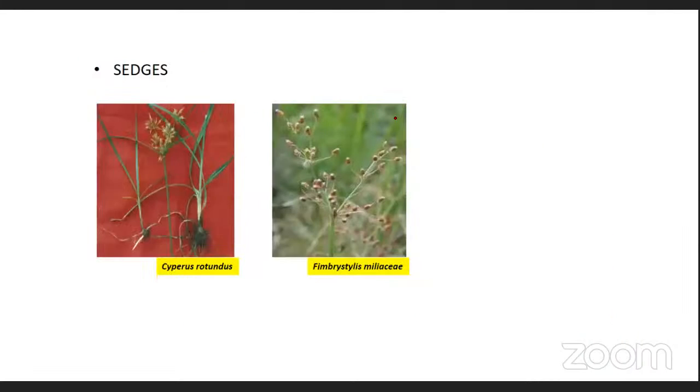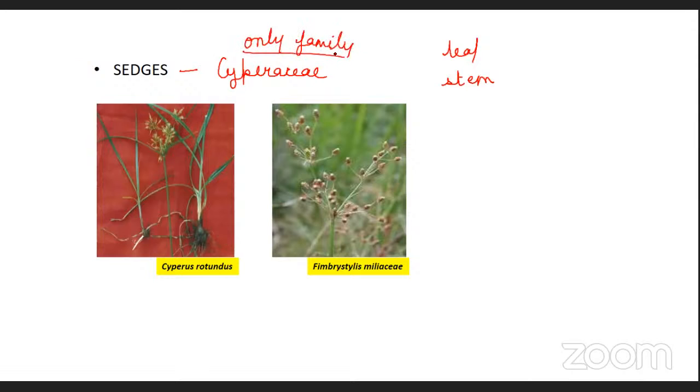Okay, let's see the characteristics of the sedges. Usually these sedges are also monocotyledons, and they usually resemble the grasses. But in leaf and stem there are some differences, which we are taking together here. The most important family: sedges are usually Cyperaceae. In the case of grasses, Poaceae is the most important one, but in the case of sedges, Cyperaceae is the only family. Just remember this thing.